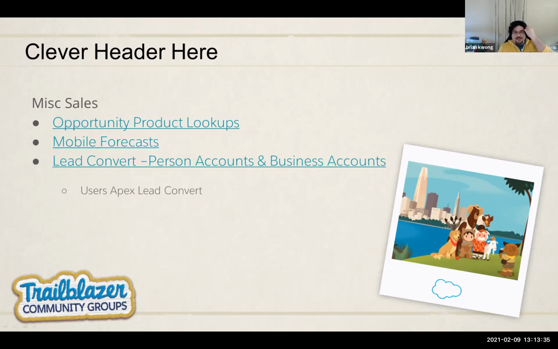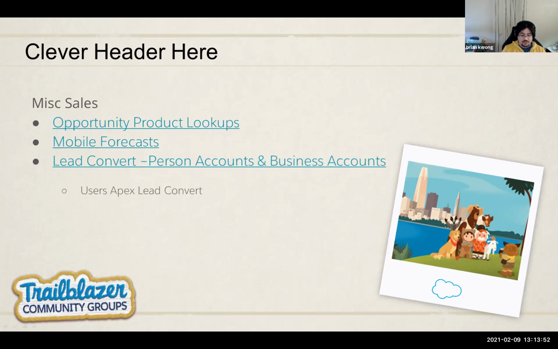Doesn't sound like a big deal, but you can imagine I've seen some really crazy workarounds with saving the ID and creating Visualforce pages to make it look like it's related. No longer need to do that. So straight up, plain up, lookup fields to an opportunity product.